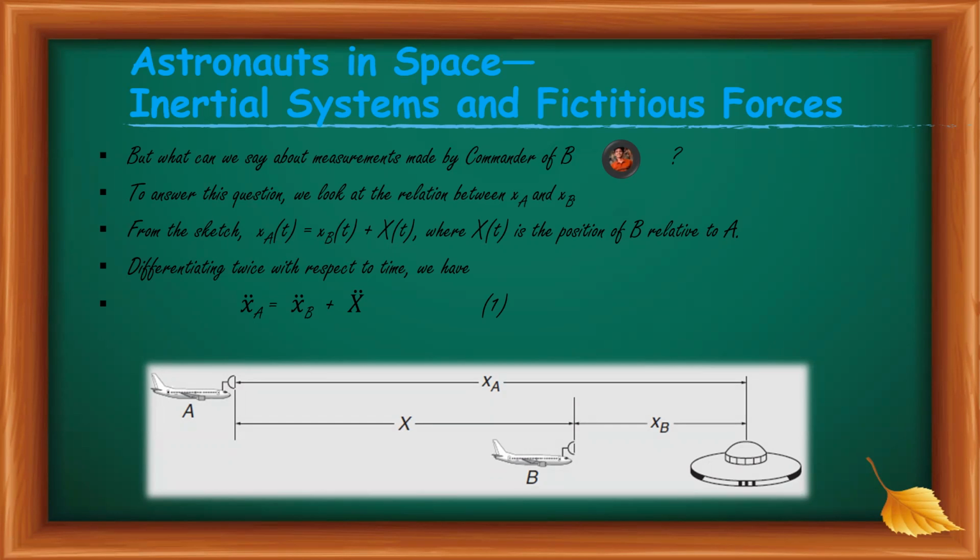Differentiating this position twice with respect to time, we will get xA double dot is equal to xB double dot plus capital X double dot.